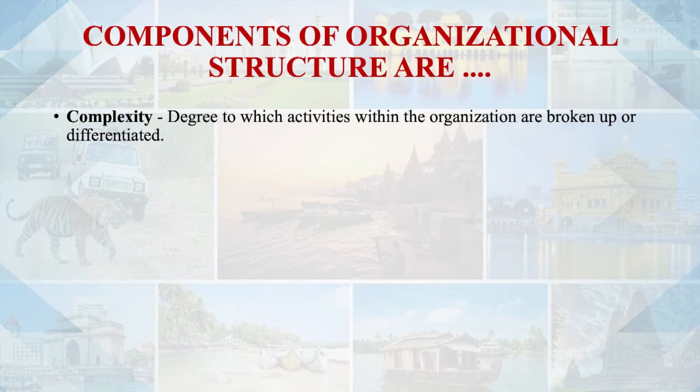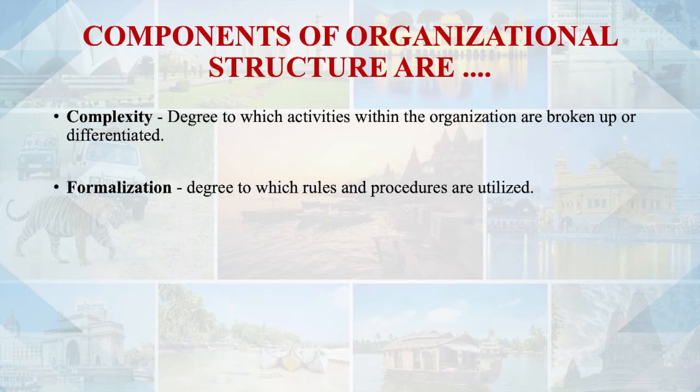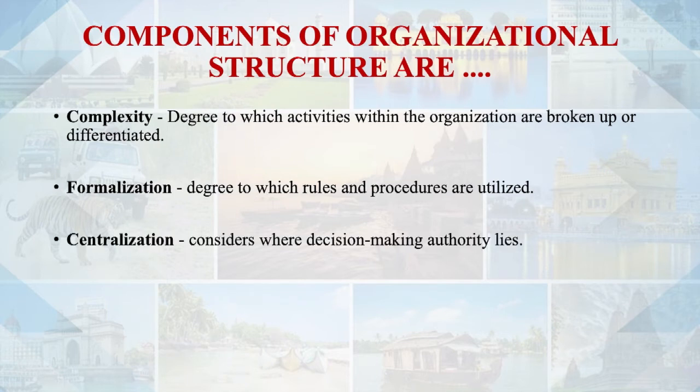The second issue that needs to be thought upon is the formalization issue. This is basically the degree to which rules and procedures are utilized in the process of decision making. And finally, the third issue that we will be focusing on is the issue of centralization. This basically means where the decision making authority actually lies. Is it at the top management, or does everybody in the organization have a certain amount of authority to take the decision? So let us start with the issue of complexity.